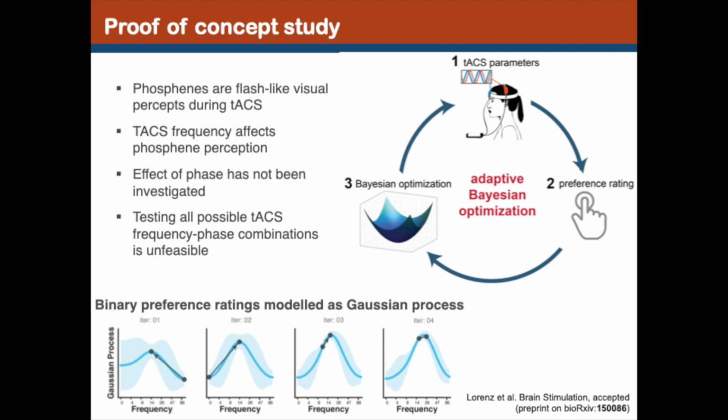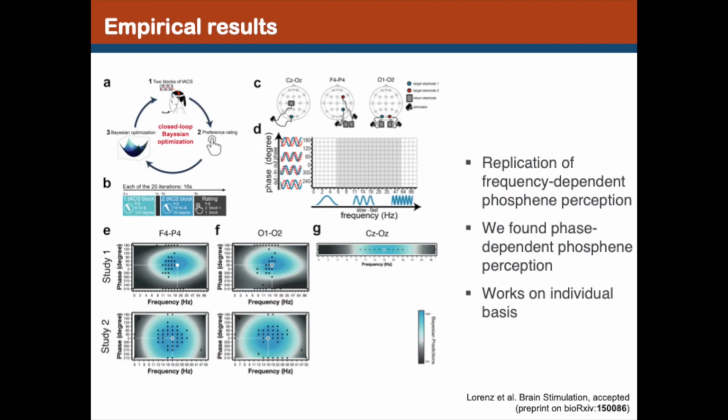The reason that we ask people to compare, to say which block they thought the phosphenes were more intense, is that people tend to be bad at this sort of absolute judgment. We're humans, we are much better at saying this is better than this, whichever reference was stronger or less strong. So we adapted the Bayesian optimization algorithm to be able to handle these binary preferences. And this is just a snapshot of the study.